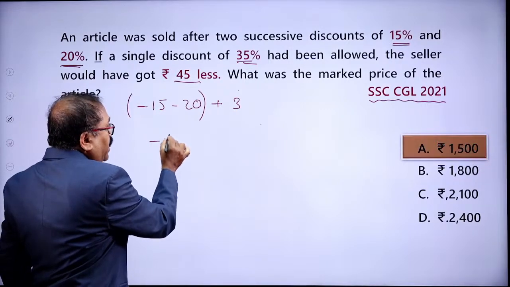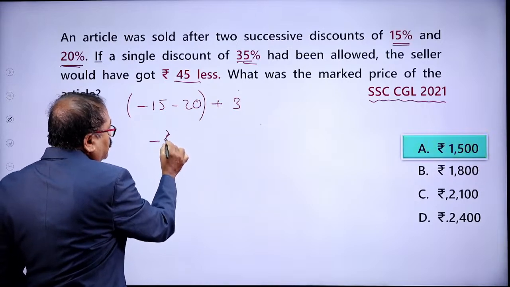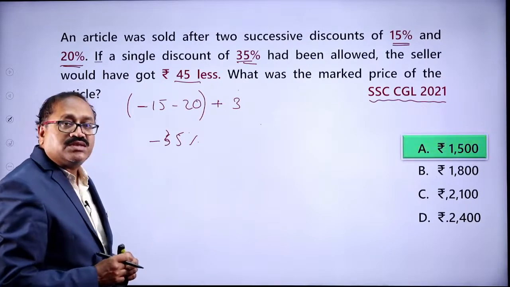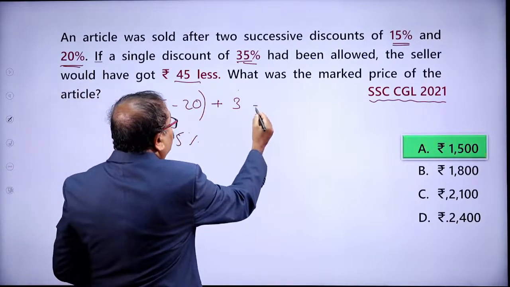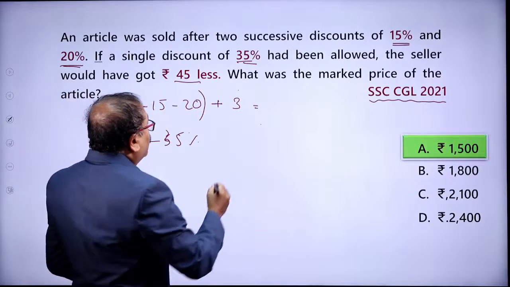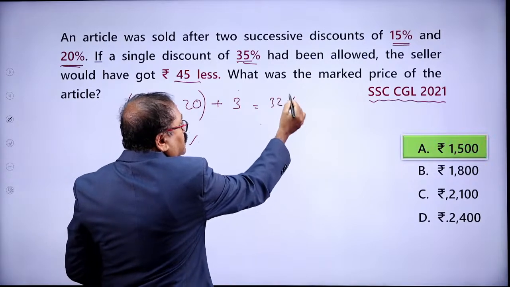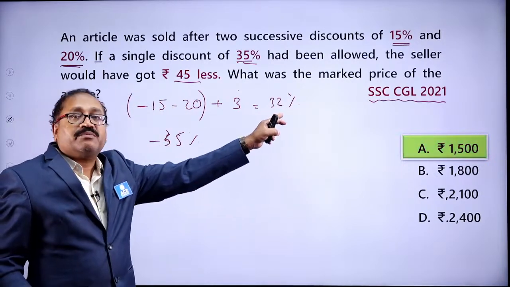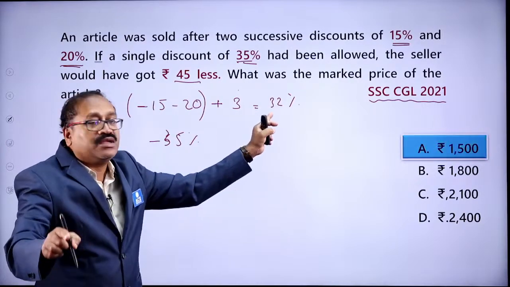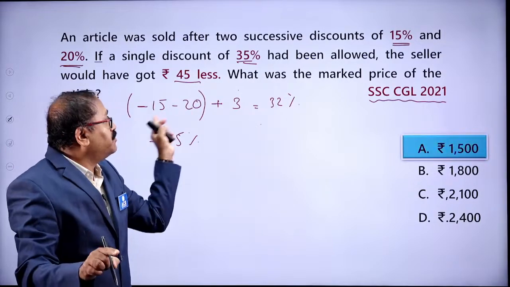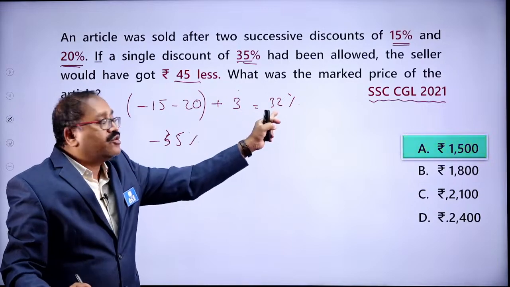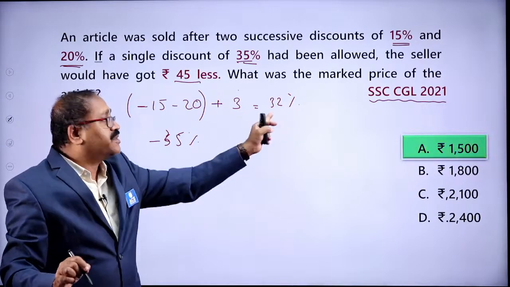And if you are giving a flat discount of 35%, so what is your discount? The overall discount is 35 minus 35 and plus 3, and it comes to 32%. That means here you are giving a 35% discount, and with the 2 successive discounts, 15% followed by 20%, your overall discount is 32%. So the 3% is saved.